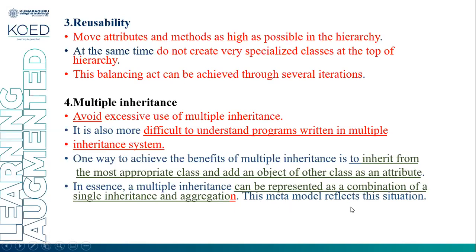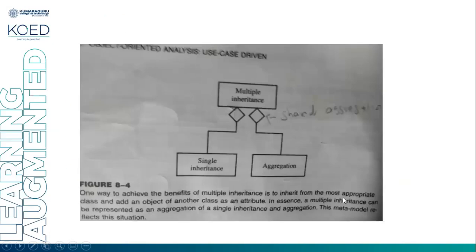This meta model reflects this situation. So see this example of multiple inheritance. How to create that? Do that with single inheritance and make the other class an object, a part of this class.